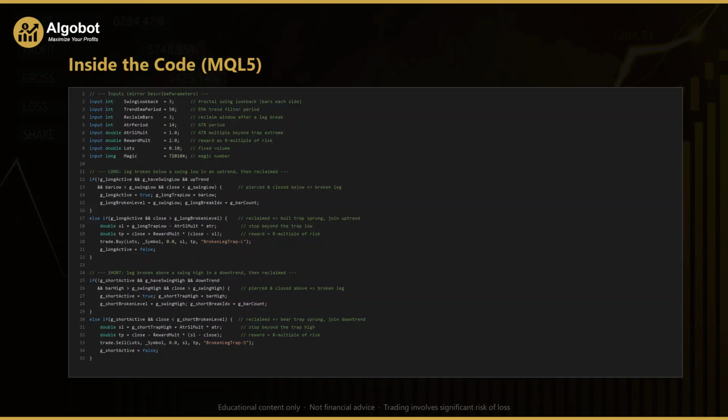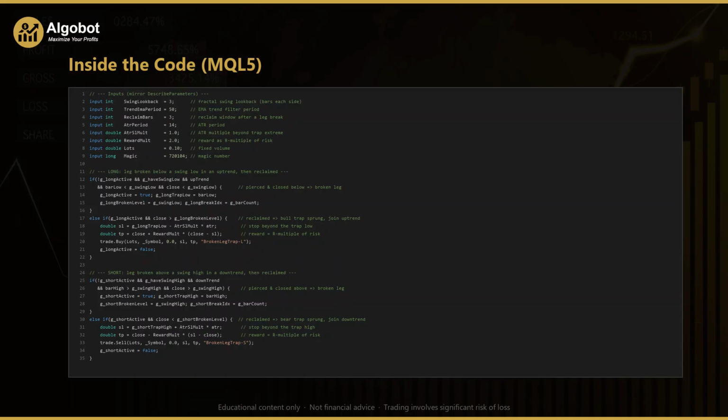The first condition arms the setup. There's no long already active. A swing low has been confirmed. The trend filter reads up, and the bar has both dipped below the swing low and closed below it, the broken leg. The strategy stores the trap low and the broken level.